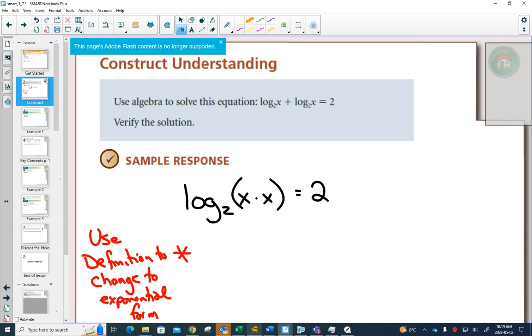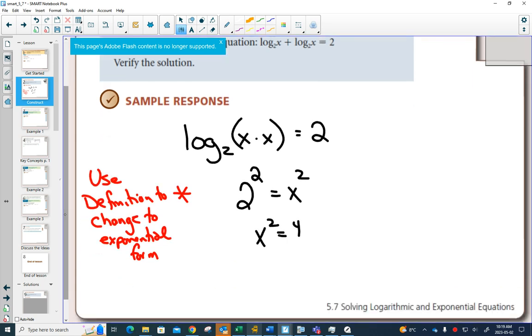If you have log 2 of x squared equals 2, chances are you won't be able to solve that in your head. But if you change it to exponential form, in other words, the base is 2, the exponent is 2, and it equals x squared, now you're trying to solve x squared equals 4, and you can do that by square rooting, and you get x equals plus 2 and x equals minus 2.